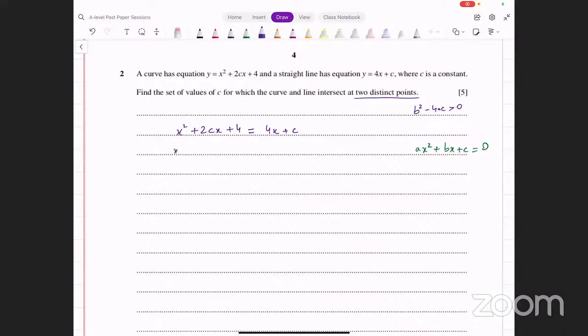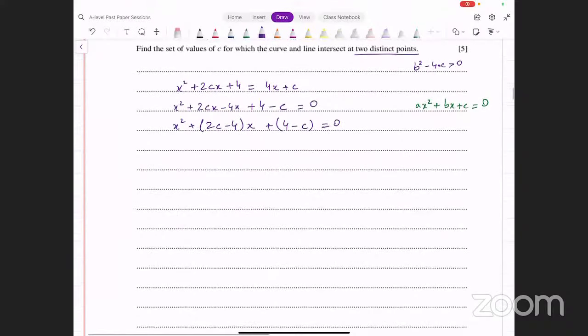So we take everything to the left side, x² plus 2cx minus 4x. I'm writing the like terms together. X वाली terms इकट्ठे लिख दी, and then we've got the constants which do not have x, plus 4 minus c equals 0. Now the x term has a coefficient of 2c minus 4. आपने x common ले लिया, and the coefficient of x turns out to be 2c minus 4, and we've got plus 4 minus c outside. This is the constant. Okay.